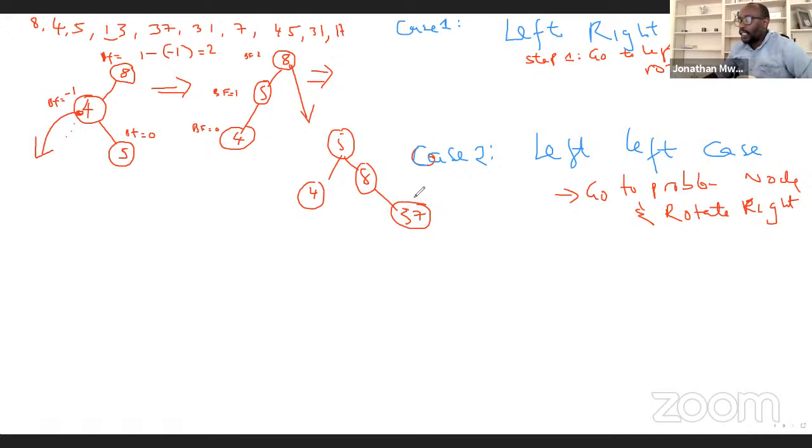Again, we can check the balance factor. Balance factor here is 0. Balance factor here is what? It's minus 1, minus 0. So this is minus 1. And at 5, the balance factor is 0 minus 1, which is minus 1. The tree is still balanced. 31 comes, so that 31 should go here.